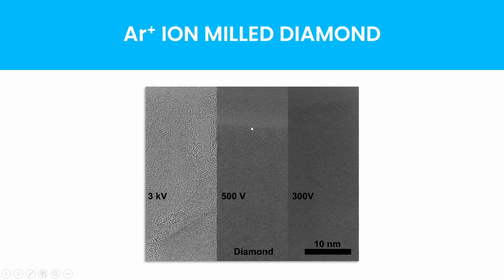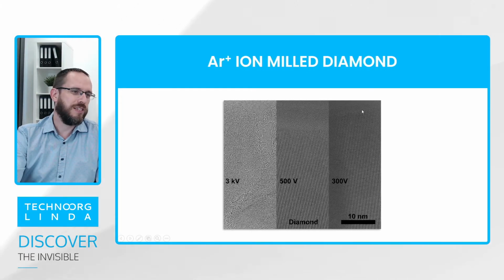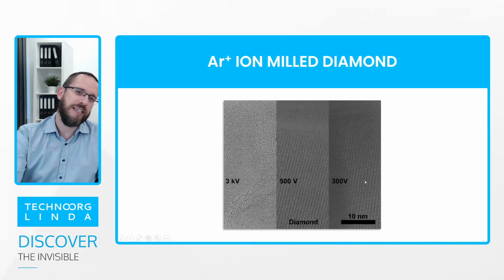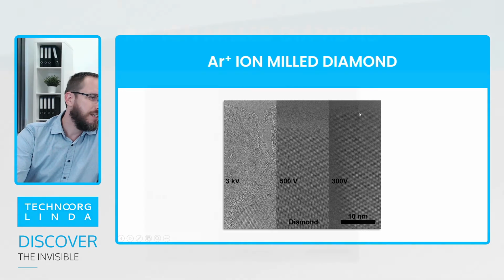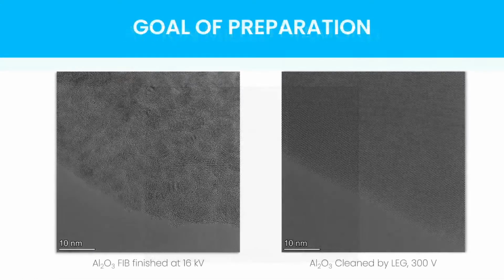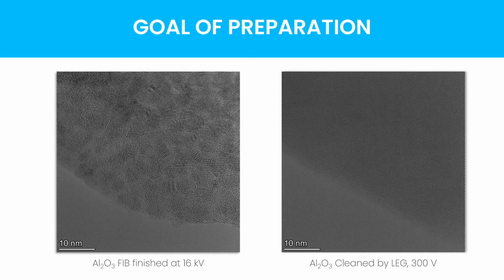So you see that there is still an amorphous band at the edge of the sample. So it indicates that we still have some amorphous material on this sample. But if you look at the right image, which shows the sample when it was cleaned with 300 volt argon ions, you only see a very, very little amorphous edge, and the lattice image here looks much, much better. Let me show you the next example.